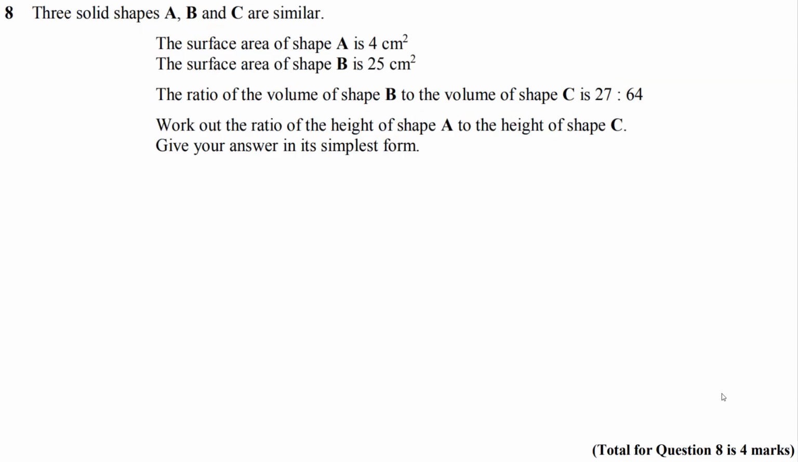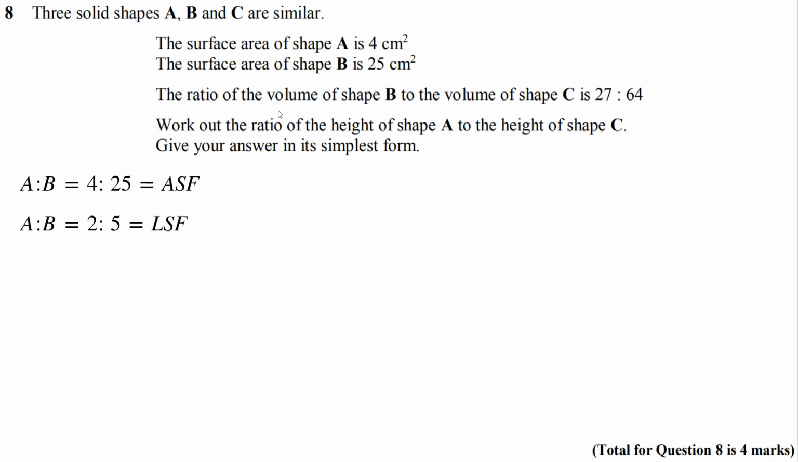3 solid shapes, A, B, C, are similar. Okay, so that tells us that the relationship between them is that there's going to be some sort of scale factor to get from one to the other. We can just represent that as a ratio because it's much easier to do it that way. Plus the question is looking for the ratio of the height of A to the height of C. We've been given the volume from B to C and the surface area of A to B. So the area scale factor is 4 to 25 of A to B. And we want the length because we want the height. So you just square root both sides to get 2 to 5.